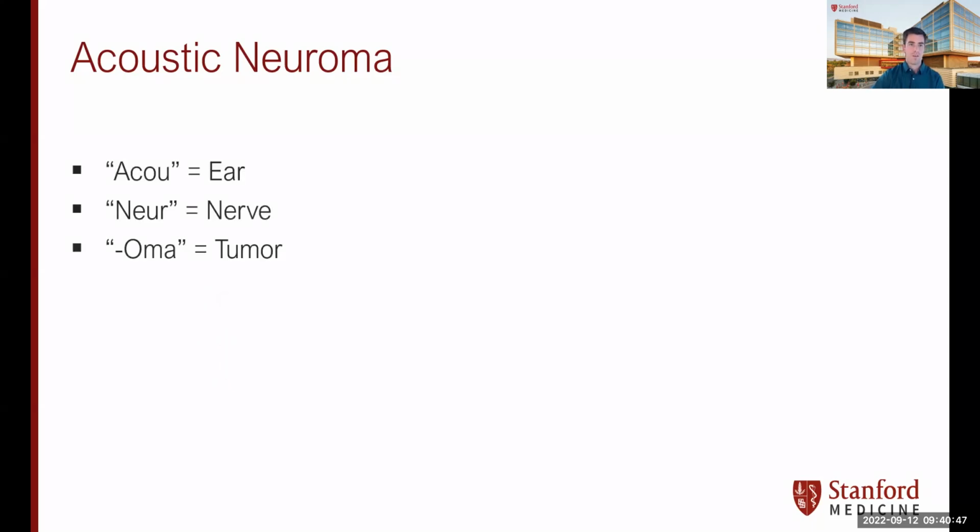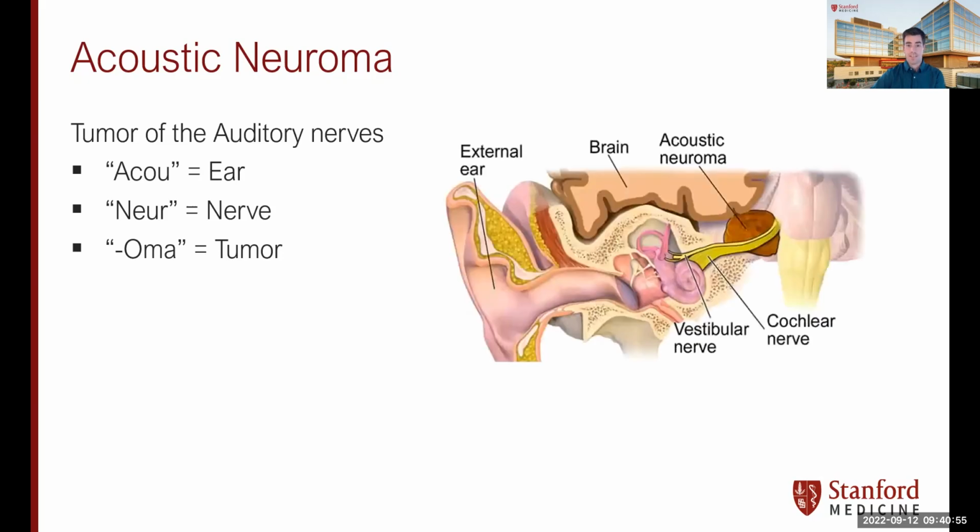Yeah. So acoust is ear, neur is nerve, oma is tumor. So it's a tumor of the auditory nerves. And again, this isn't a cancer necessarily. This is just a tumor, right? So there's a wide variety of different tumors. And the fact that this isn't a carcinoma is important.